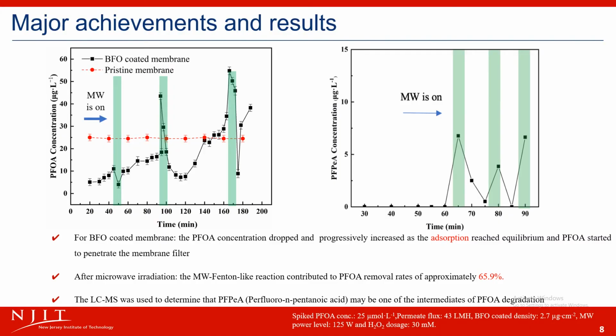For the pristine membrane, or the red line, the removal of PFOA is negligible. But for the BFO-coated membrane, the PFOA concentration dropped and progressively increased as the adsorption reached equilibrium and PFOA started to penetrate the membrane filter. The green bar represents when the microwave is on, and the microwave Fenton-like reaction contributed to PFOA removal rates of approximately 65.9%. And LC-MS was used to determine the PFPeA, or perfluoro-n-pentanoic acid, which may be one of the intermediates of PFOA degradation, as its concentration increases under microwave irradiation.